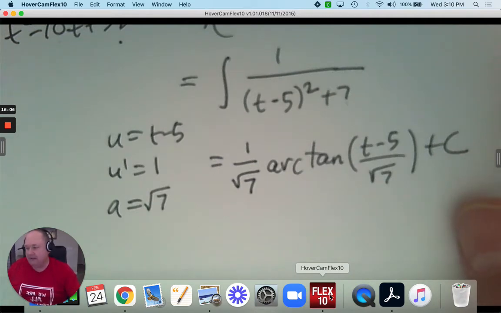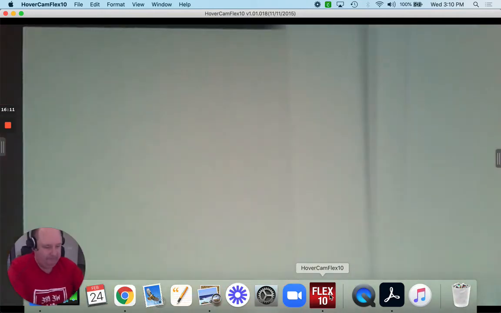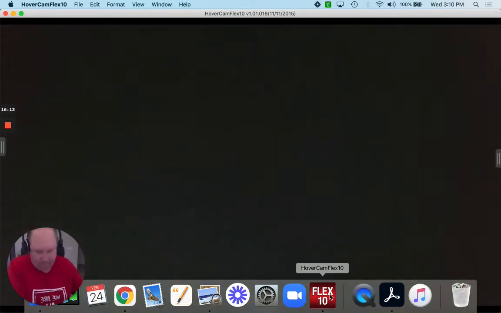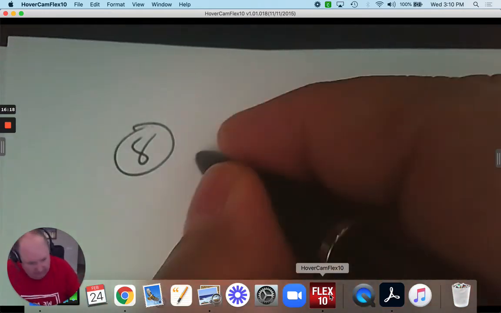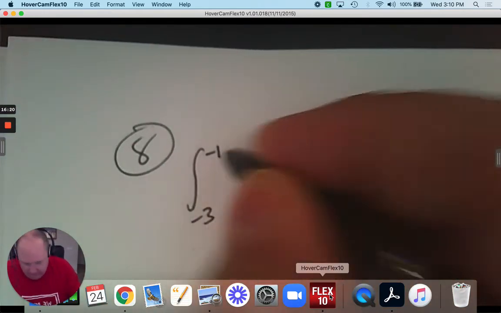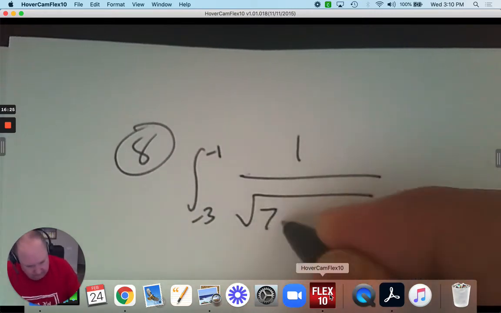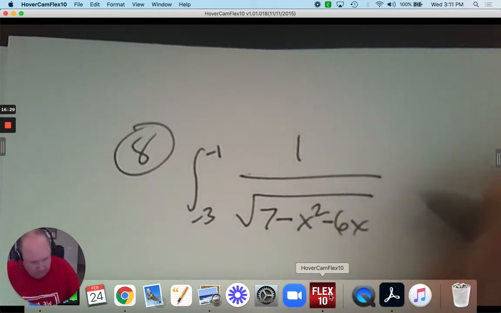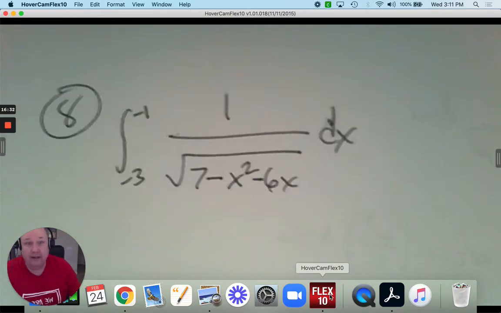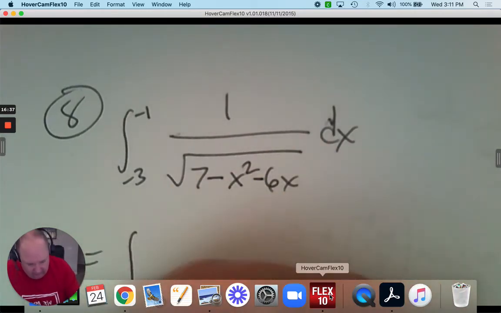Let's try it again. Don't give up. Number 8. In number 8, we're integrating from negative 3 to negative 1. And again, I need to complete the square, and perhaps it's going to be arc sine. So how am I going to do that?